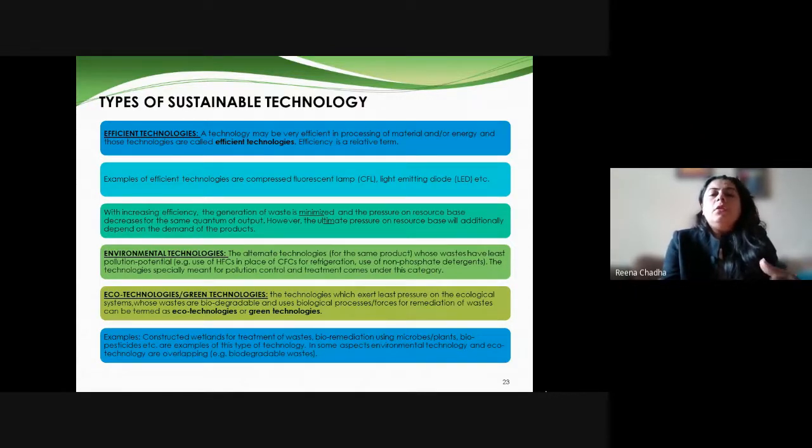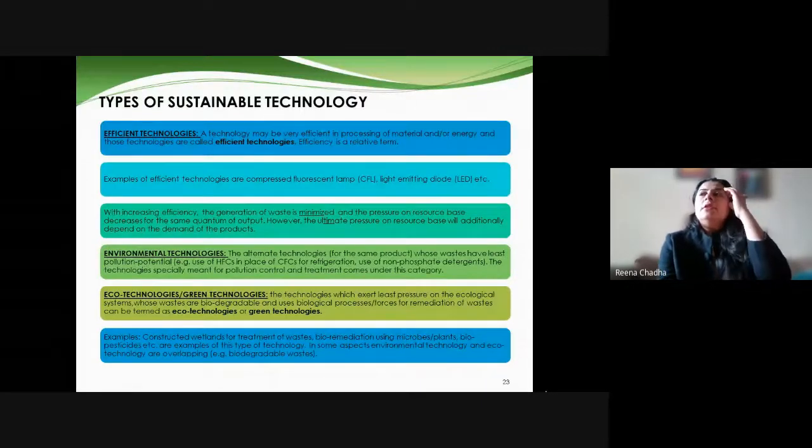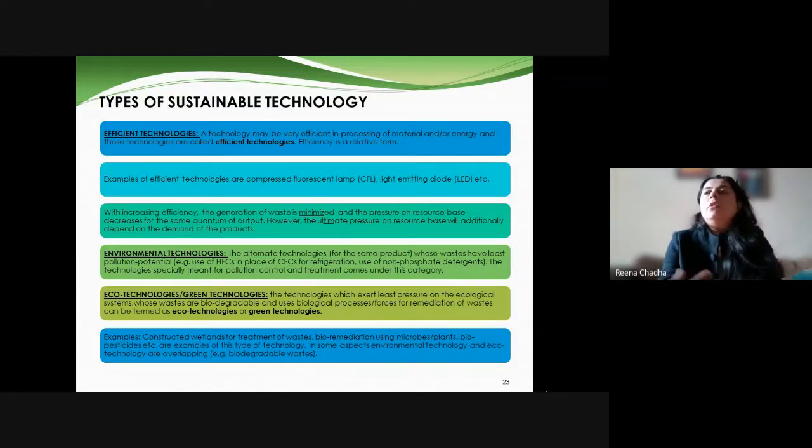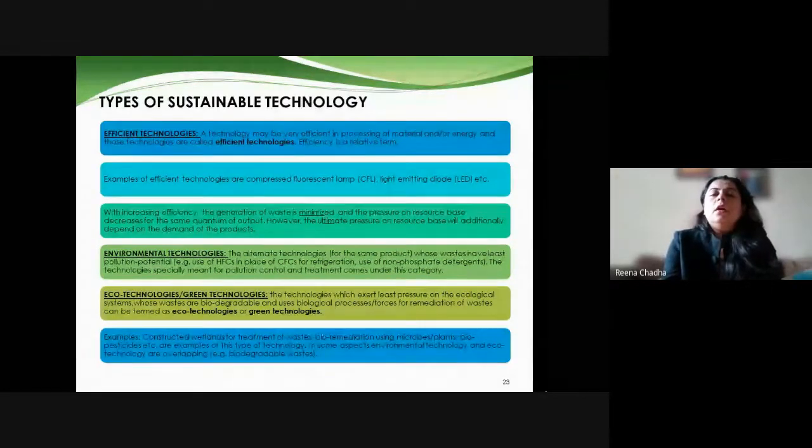So a technology may be very efficient in processing of material or energy, and those technologies are called efficient technology. For example, LED also. First there were fluorescent lamps, then CFL came, now LED came. Why? LED is higher in cost than all of them. Still, people are using it because its life is longer, and the kind of savings it helps you make is more than any other lamp. So that's why it is convenient to use LED lamps in comparison to CFLs or fluorescent lamps.